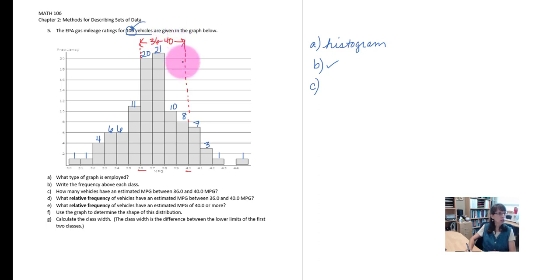So to answer the question, how many, that means frequency. So all we need to do is add up 20 plus 21 plus 10 plus 8. And that would tell us our frequency. So that looks like 41 added to 18. So that's going to be 59.